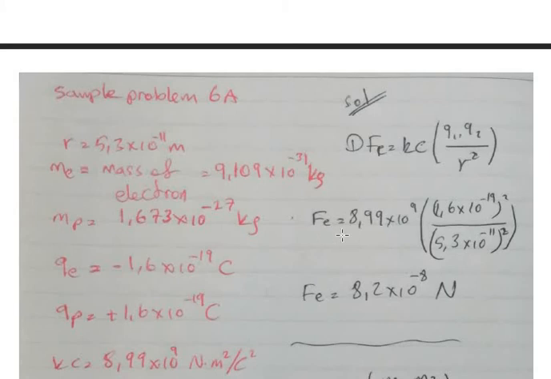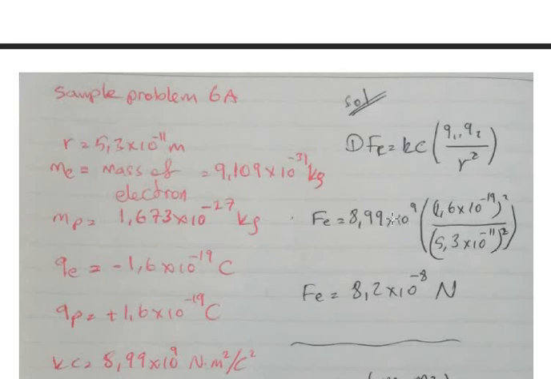And we will replace the numbers. Instead of Kc, 8.99 times 10 to the power 9, and Q1, Q2, we squared them because they both have the same value, 1.6 times 10 to the power minus 19 square, or you can multiply them differently, and over 5.3 times 10 to the power minus 11 square. But be careful about those squares. Those squares are important. Sometimes students forget to square those values.